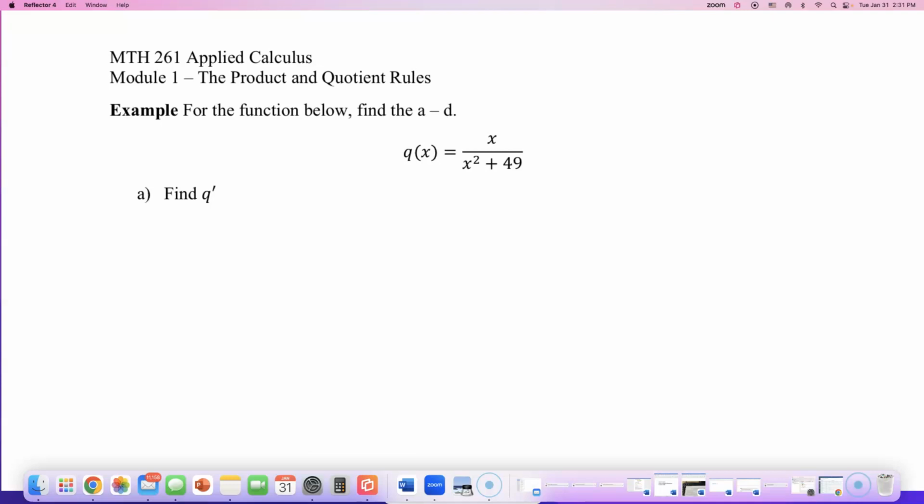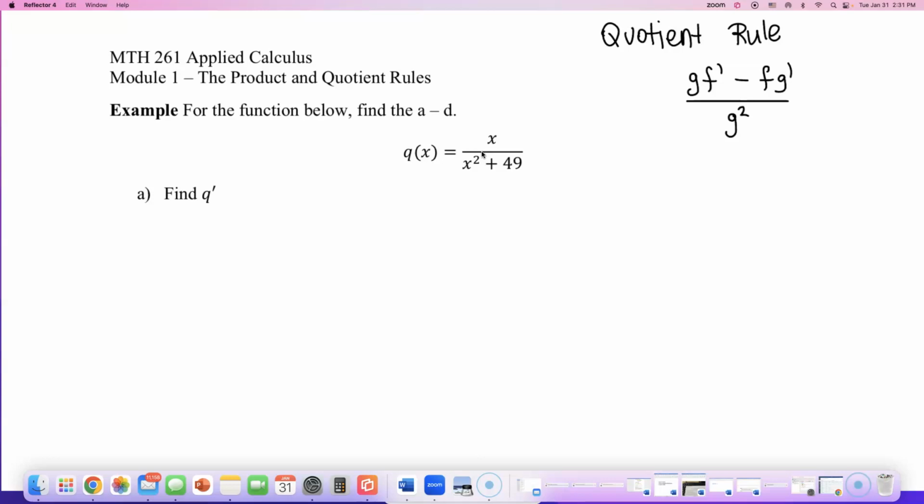Find q prime first. So we have this quotient, a rational function. So write down the quotient rule to begin this, okay? How do you find a derivative of a fraction function? We put g squared in the bottom. And on top, we do g times f prime minus f times g prime, okay?